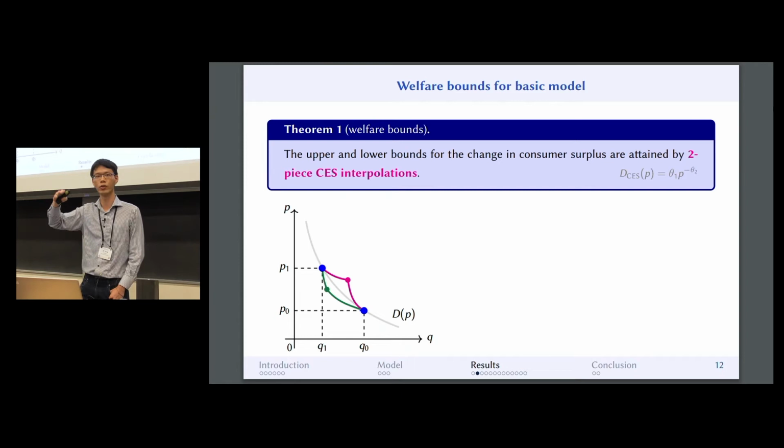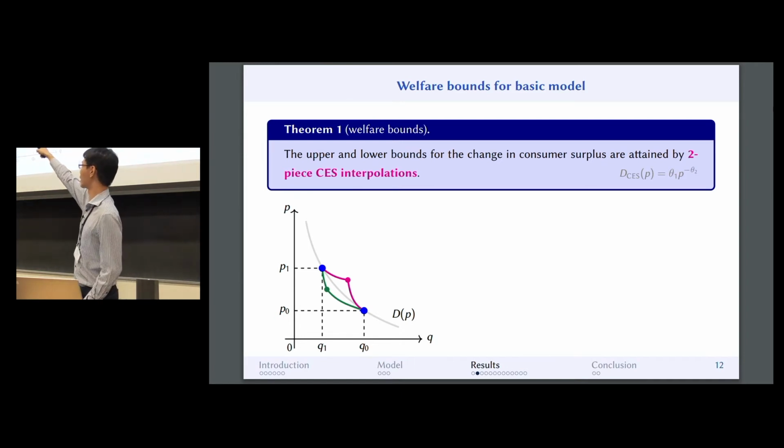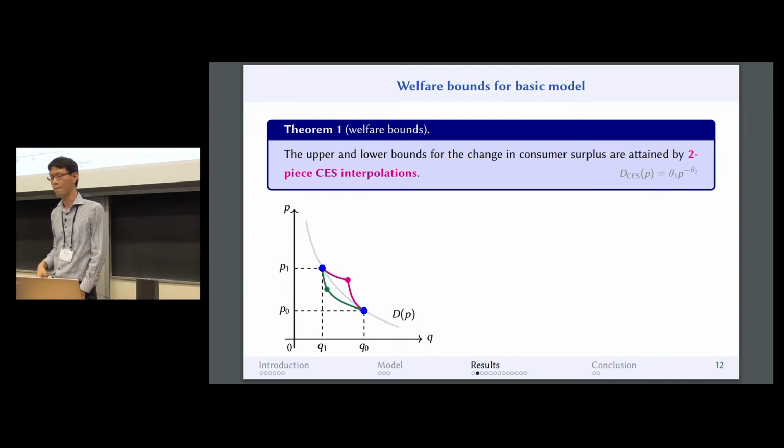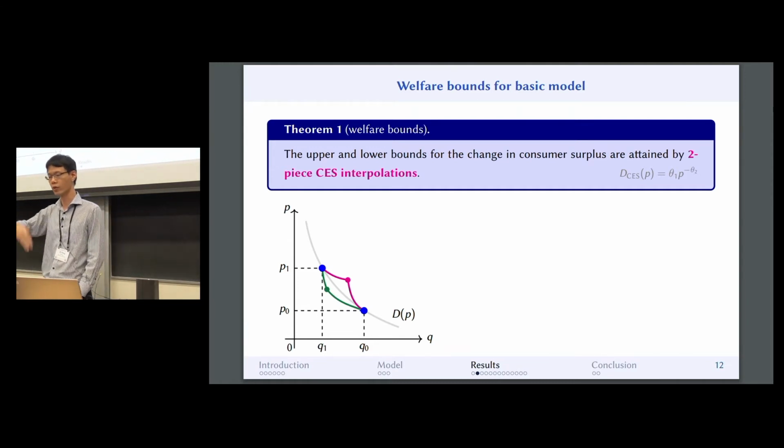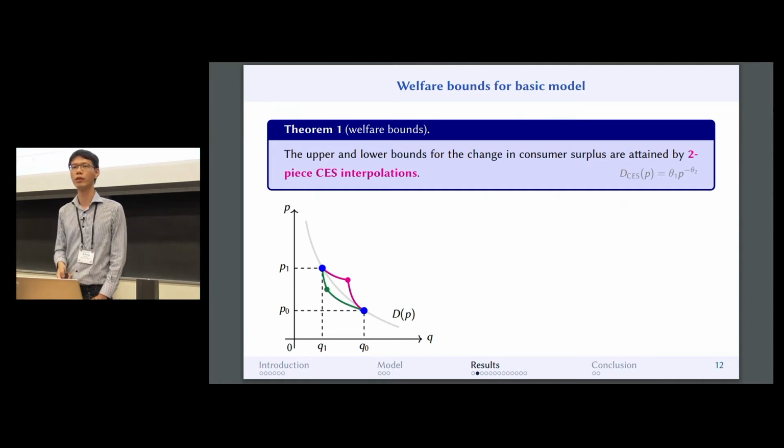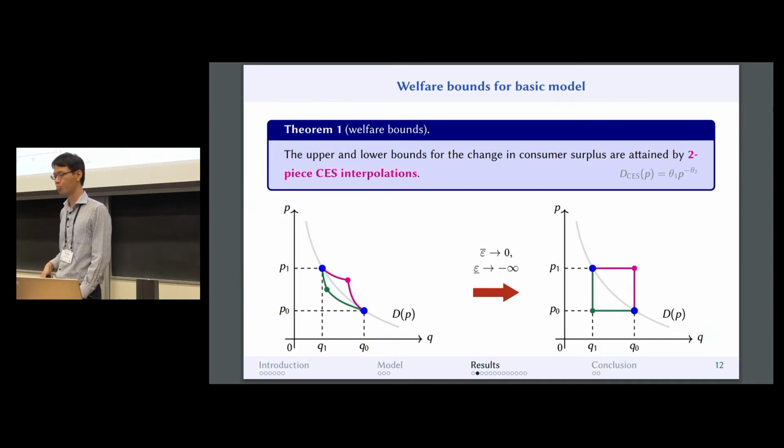So the upper bound is going to be attained by this red demand curve that is a CES interpolation to some auxiliary point in red, and then another CES interpolation to P0Q0. And so is the green lower extremal demand curve, right? So that's also going to be a two-piece CES interpolation. And this sort of generalizes the simple example that you saw. So if we took the limit where epsilon upper bar goes to 0 and epsilon lower bar goes to negative infinity, you get back this rectangle that you see on the right-hand side.